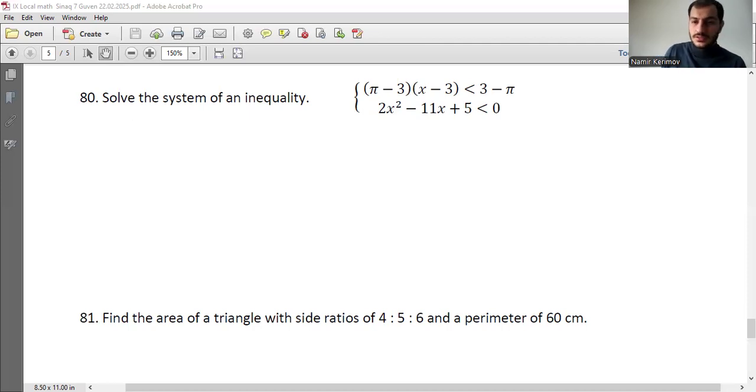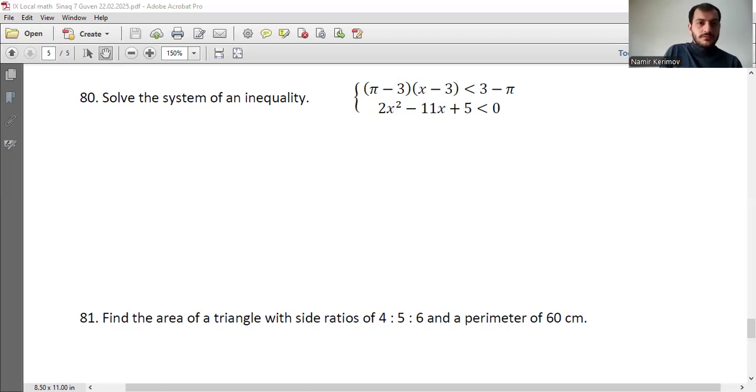Now we need their intersection. Maybe you can show the number line. You can say the first one says less than 2, and the other one says between 1/2 and 5. So it's obvious. The intersection part is from 1/2 to 2. This is the answer. In that interval, those of that inequalities are true.